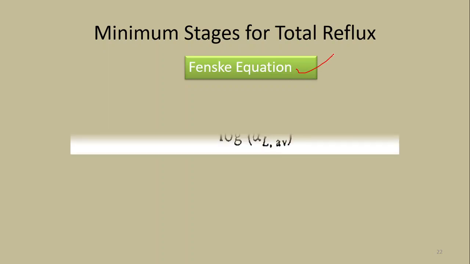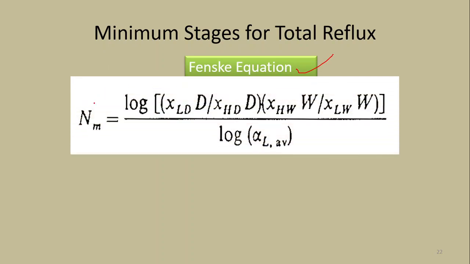Now come to the next step, that is the minimum stages at total reflux. We know that if we go for the total reflux condition, as in the case of the binary system, we can obtain the minimum number of stages. How can we calculate the minimum stages? There is one equation, known as the Fenske equation. With the help of the Fenske equation, we can find the minimum number of stages, Nm. It's a very simple formula.